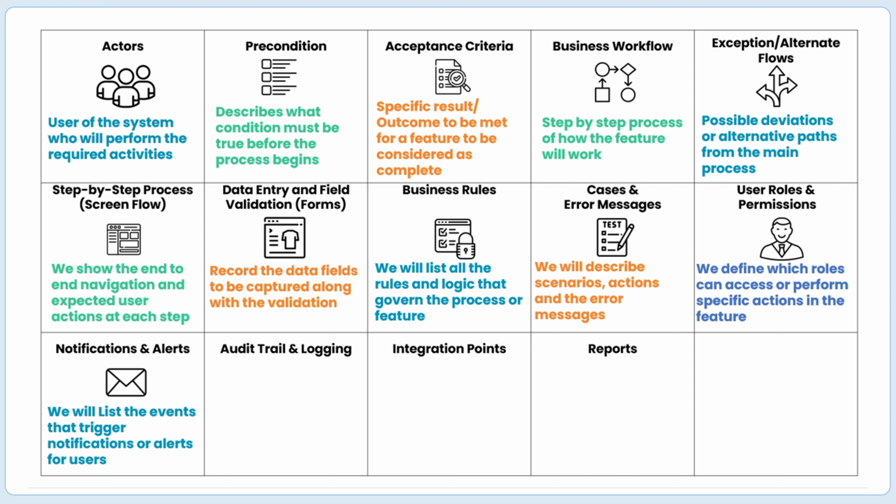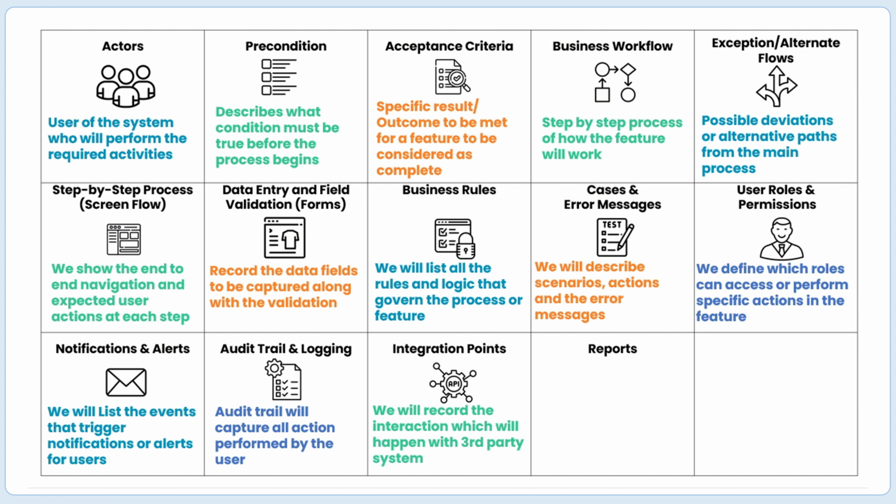Notification and alerts. In this section, we will list the events that trigger notification or alerts for users. For example, send SMS on payment or send SMS when order is delivered. Audit trail and login. Audit trail will capture all the actions performed by the user. This is required for security or compliance purpose.